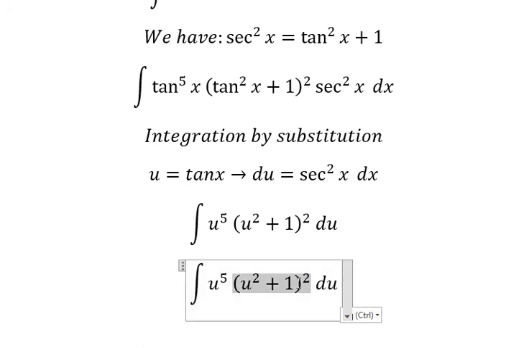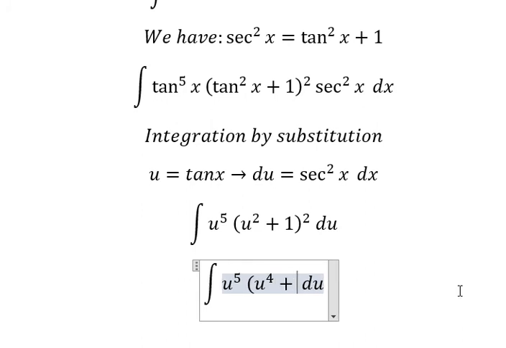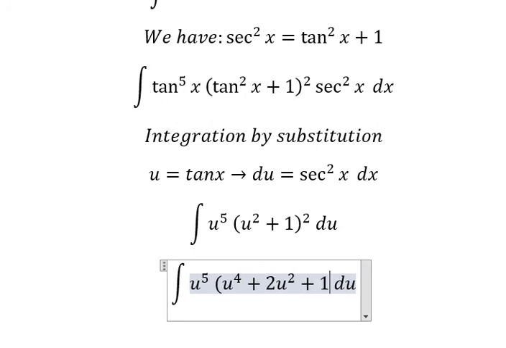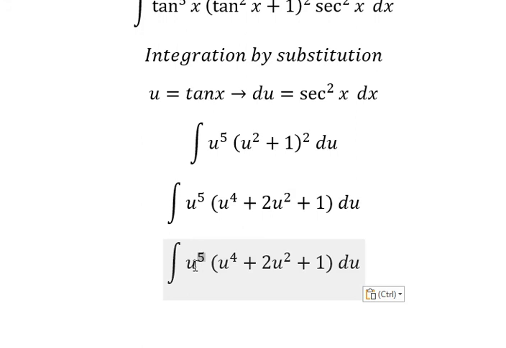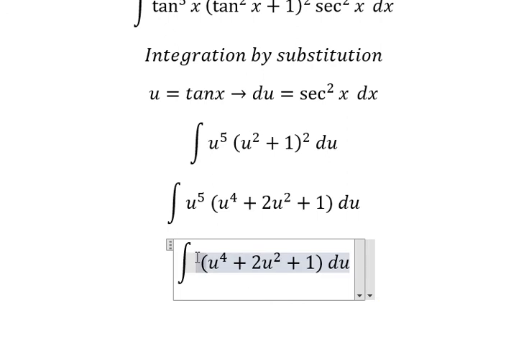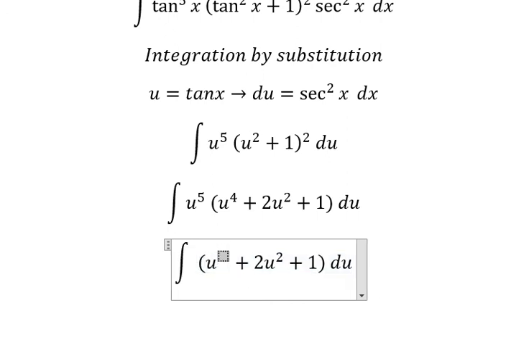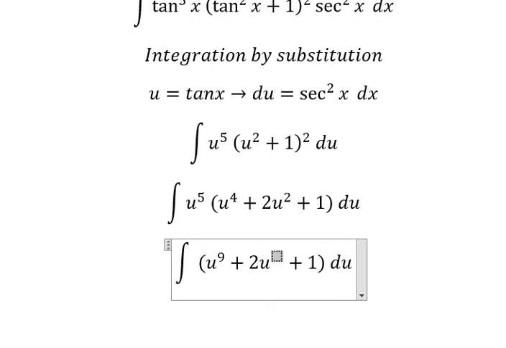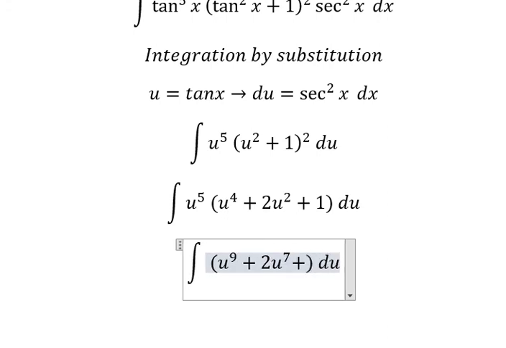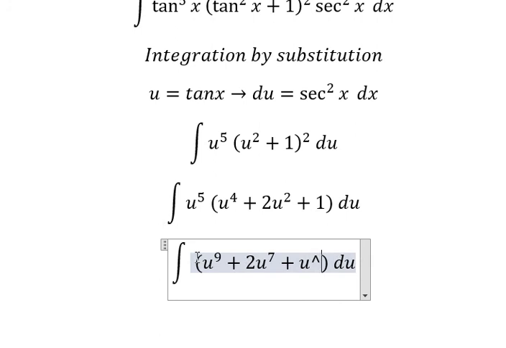Now we need to expand this one. Next, this one multiplied by this one, and this one. So 5 plus 4, we have 9. This one we have 7. And this one we have u to the power of 5.